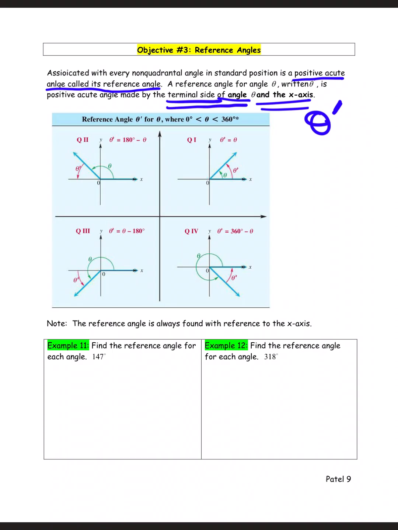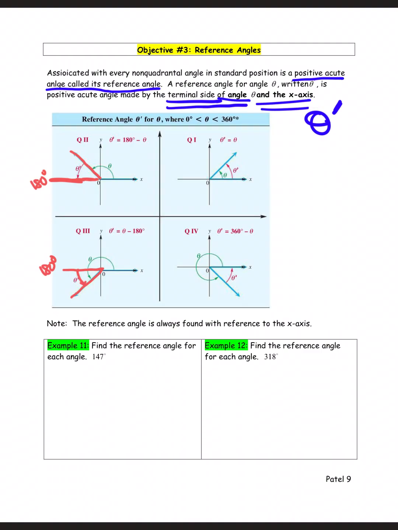So if you look in quadrant 1, the reference angle and the angle are the same. In quadrant 2, to find the reference angle, you use the terminal side and the x-axis. So this little piece right here is going to be found by saying 180 minus the angle, because remember right here is 180 degrees. In quadrant 3, we're going to use the x-axis and the terminal side. So this little piece right here, the way you find that is by saying the angle minus 180 degrees.